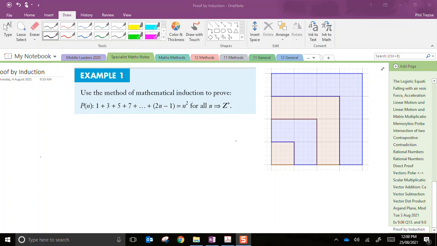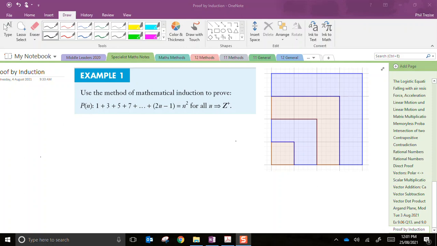Hi everyone. This lesson is going to be about the topic proof by mathematical induction, which is a very powerful and important technique which we use to prove conjectures. So here is an example. Use the method of mathematical induction to prove the following. Let's break this down a bit.